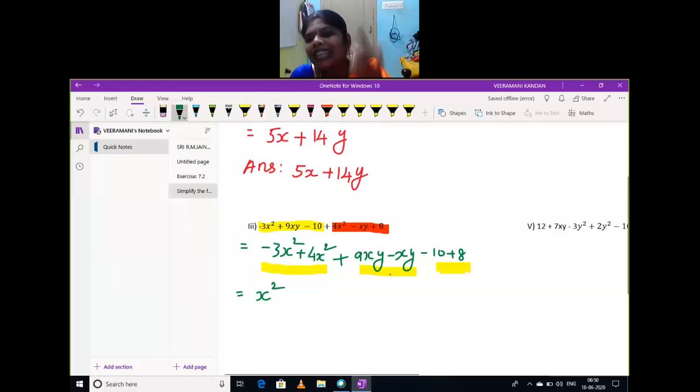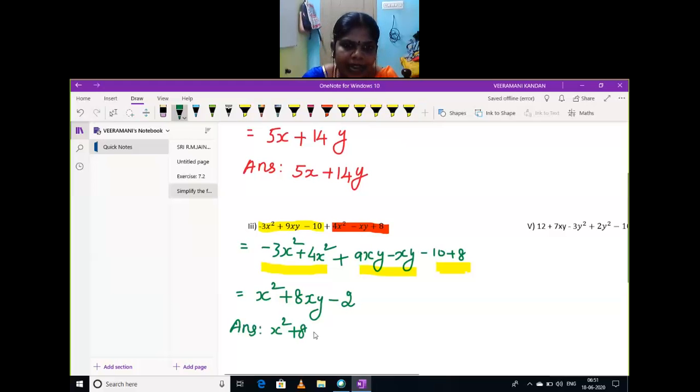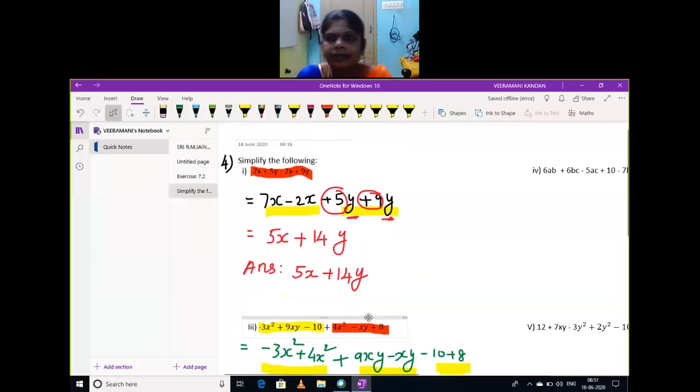9 minus 1 you get 8. So plus 8xy. Minus 10 plus 8. Both the numbers have different signs. So you subtract. So greater number is 10. Greater number sign is minus. So minus 2. So what is the answer children? x square plus 8xy minus 2. Do you understand children? Shall I move on to the next question?